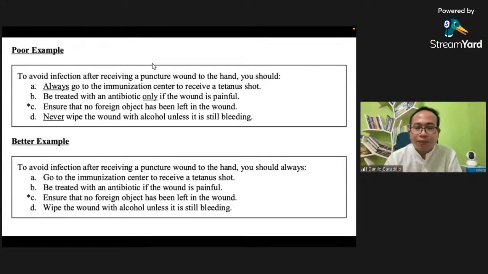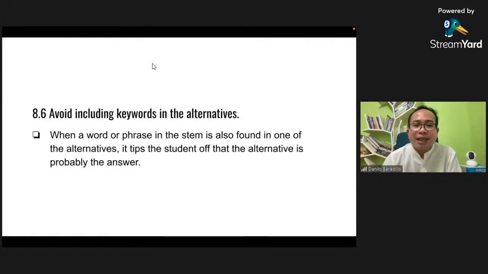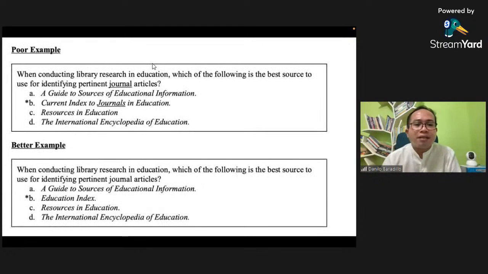Okay, so next, 8.6. Avoid including keywords in the alternatives. When a word or phrase in the stem is also found in one of the alternatives, it tips the students off that the alternative is probably the answer. Look into this. When conducting library research in education, which of the following is the best source to use for identifying pertinent journal articles? So you have there the word journal.